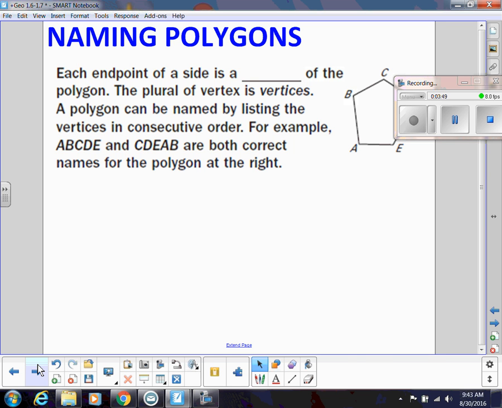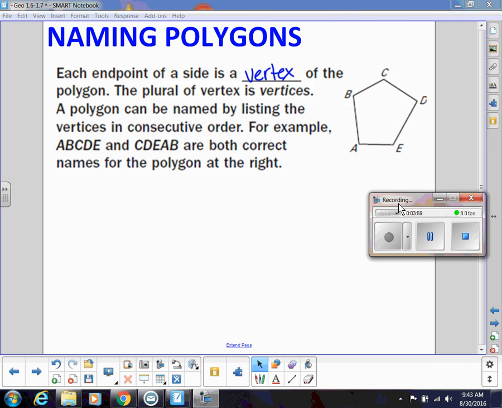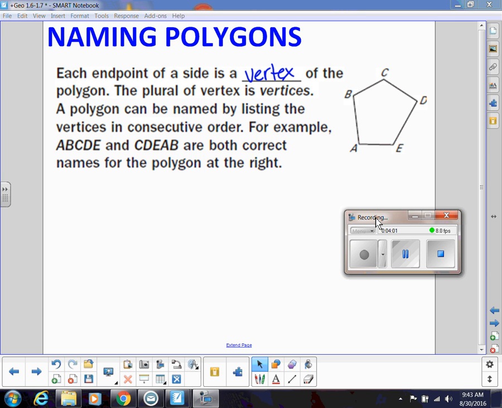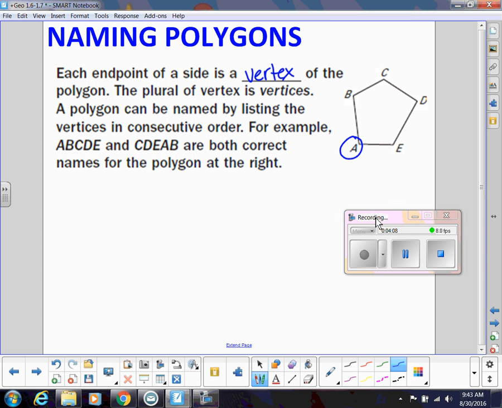So make sure you understand that each endpoint of a side is called a vertex. The plural of vertex is vertices. And the way we name a polygon, remember we've been talking about naming objects in geometry, all you do is list the vertices in consecutive order. So if you wanted to start with A, then you could go A, B, C, D, E. You could start with any letter. You start with C and then do C, D, E, A, B, or go around the other way. But you have to list them in consecutive order so people know how to list the vertices.